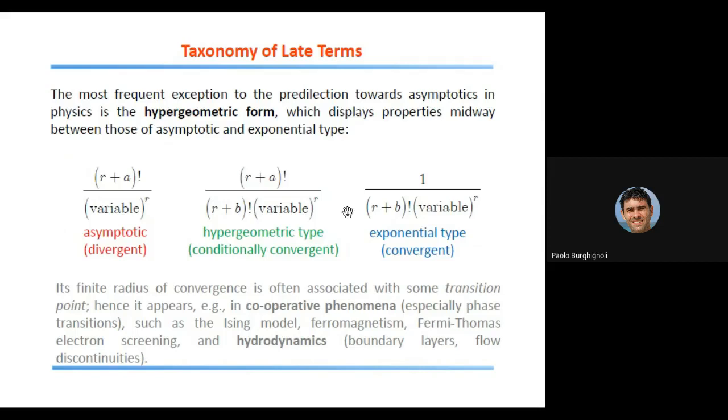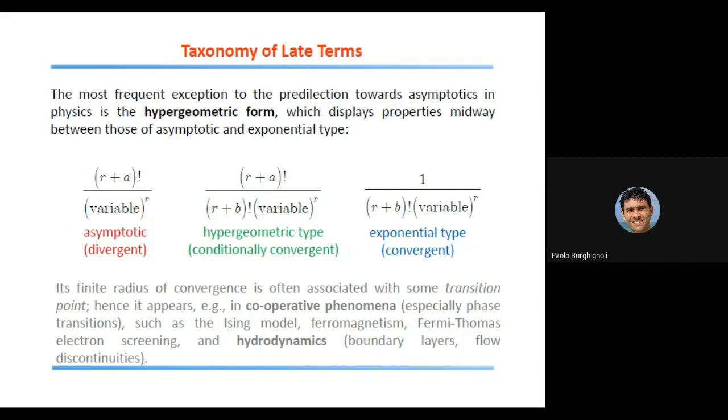There is also an intermediate behavior, which is the so-called hypergeometric type, because you can find it in the definition of the so-called hypergeometric function, in which you are neither convergent nor divergent, but you are conditionally convergent. That is, the hypergeometric series has some finite radius of convergence. Inside this radius, you have convergence. Outside, you have divergence. And this is typical of cooperative phenomena in which there is some transition point.